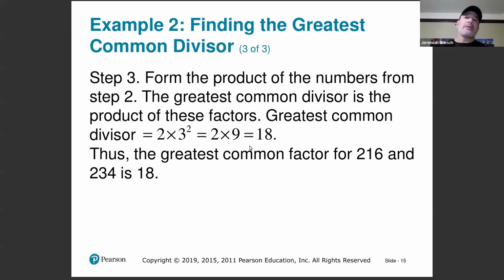That is, it is the greatest common divisor for both 216 and 234. It's the largest number that will go into both of those numbers evenly.